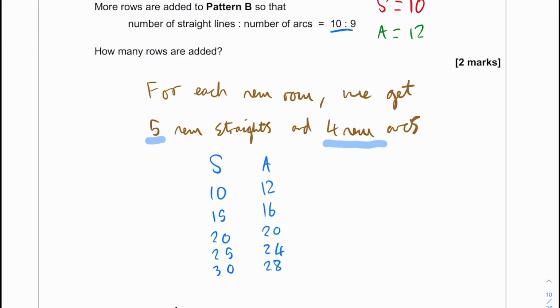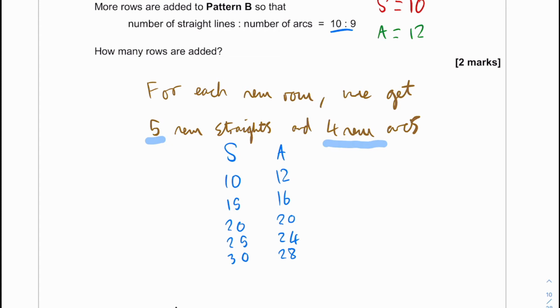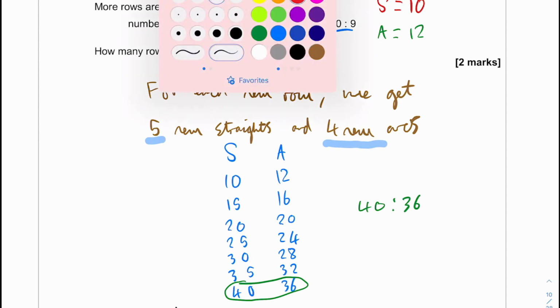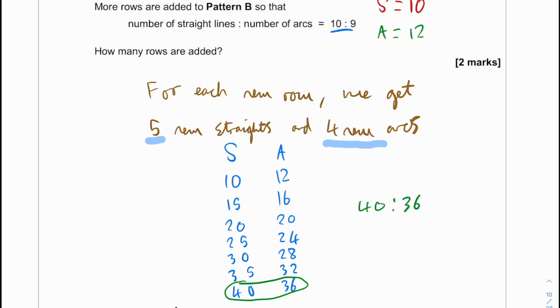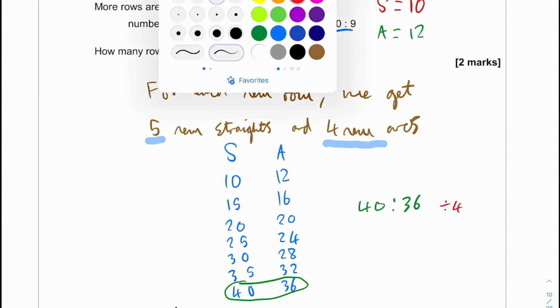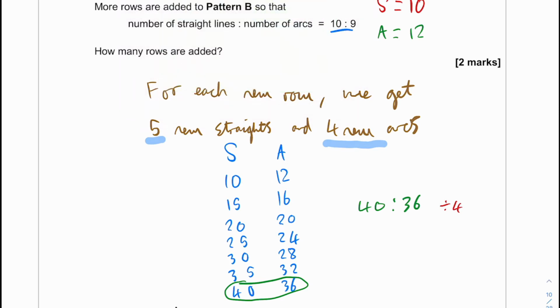So I'm just going to move these up slightly. So we add on another 5, we get 35, this time to 32. We're still not there. We add on another 5, 40, and we get 36. And what we can see now is from this ratio we've got here, 40 to 36, if we divide both sides by 2 and then 2 again, so by 4, we get 10 from 40 divided by 4, and then we get 9 from 36 divided by 4.